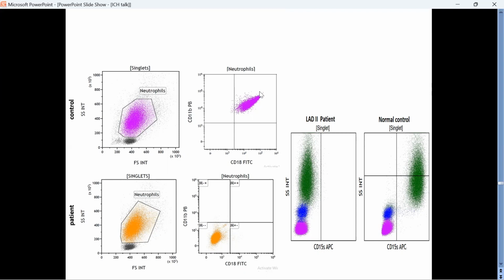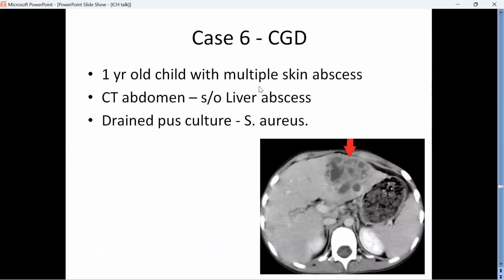There is something called LAD3, which flow cytometry cannot diagnose. Okay. Now, this is another case of a 1-year-old child with multiple skin abscesses. We did the CT abdomen and there were also some liver abscesses. The drained pus showed Staphylococcus aureus, and this case also had, I suppose, a sibling death or a sibling diagnosed with chronic granulomatous disease. So this case has multiple skin abscesses, frequent infections requiring hospitalization, and liver abscess.